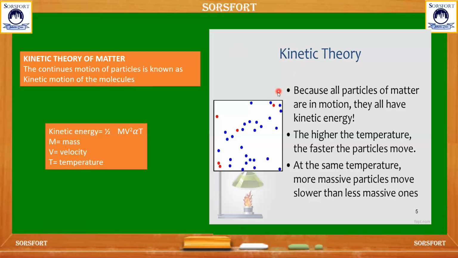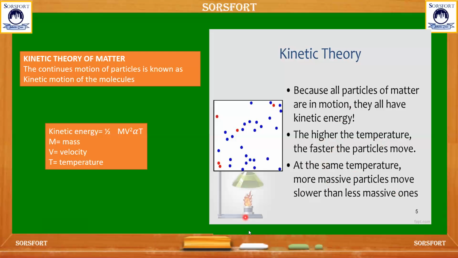So what are the postulates of the kinetic theory of matter? Because all particles of matter are in motion, they all have kinetic energy. The higher the temperature, the faster the particles move. At the same temperature, more massive particles move slower than the less massive ones.